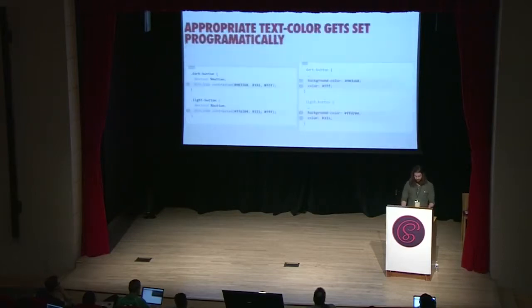So we put that in, and our appropriate text color gets set automatically. You can see there's a mixin that sets the background color and the text color. On the left, we use the mixin, and then on the right, our CSS just outputs exactly what we need.